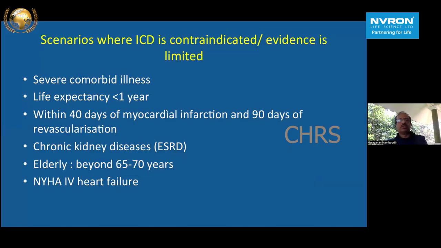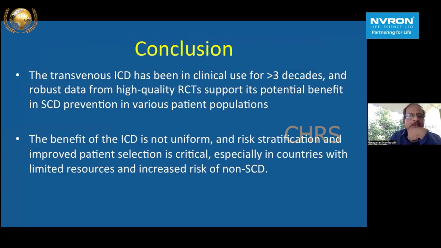Which are the scenarios where ICD is contraindicated? As I mentioned: severe comorbid illness, life expectancy less than 1 year, within 40 days of myocardial infarction and 90 days of revascularization, chronic kidney disease and ESRD, the elderly who are underrepresented in trials, and NYHA class 4 heart failure.